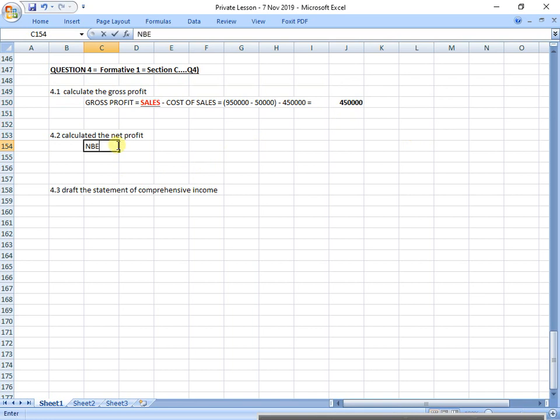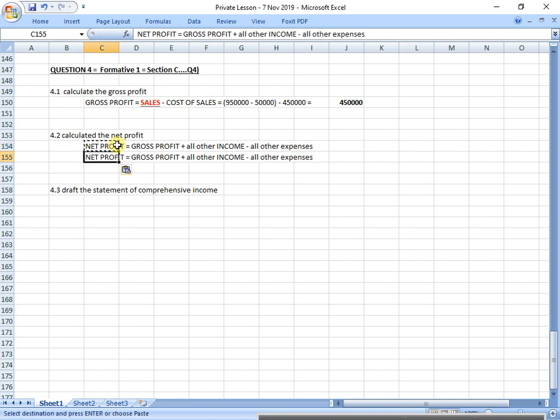Calculate the net profit. Net profit is gross profit plus all other income minus all other expenses. Okay, do I have the gross profits? Yes, I just worked it out. 450,000. Do I have all the other income? No, I need to go work it out.